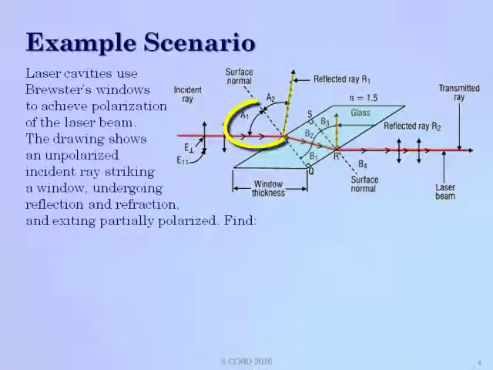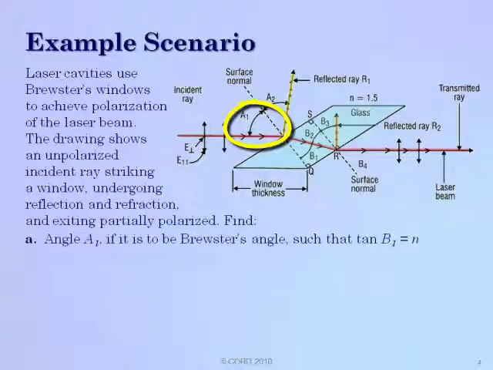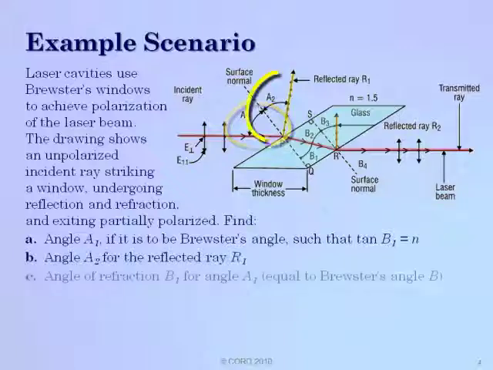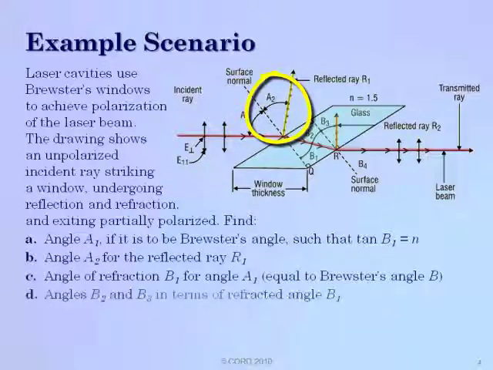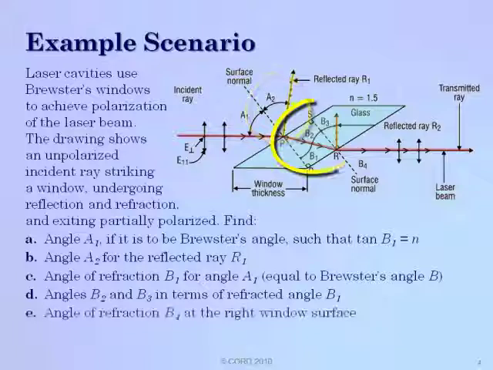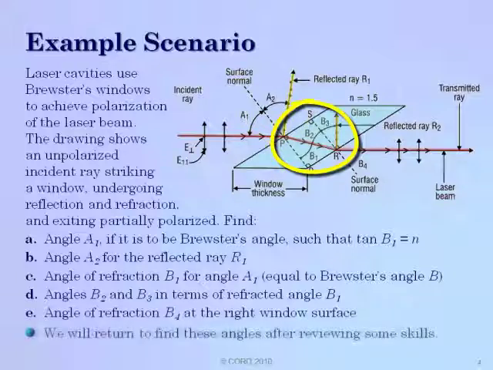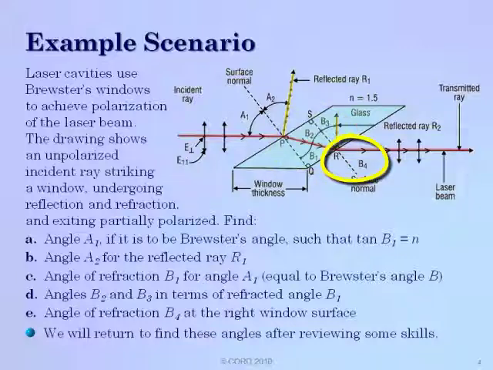So we're asked to find angle A1 if it's to be Brewster's angle, angle A2 for the reflected ray, angles B1, B2, and B3, and angle B4. Phew, that's a lot of calculations, lots of angles and lots of geometry, and you'll be able to do all of it by the time you finish this module. So hang on to your seats and let's return to this after we review some of the skills necessary to solve this kind of problem.